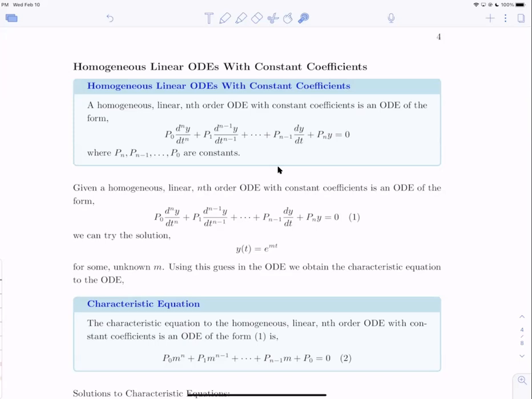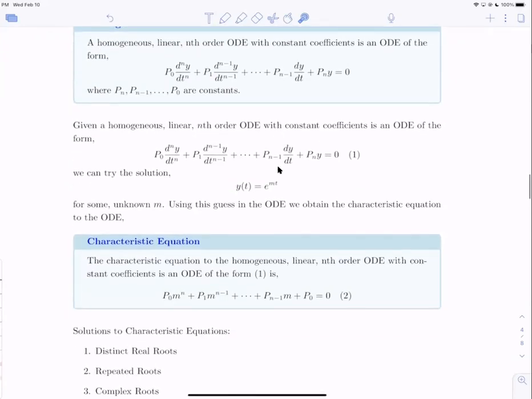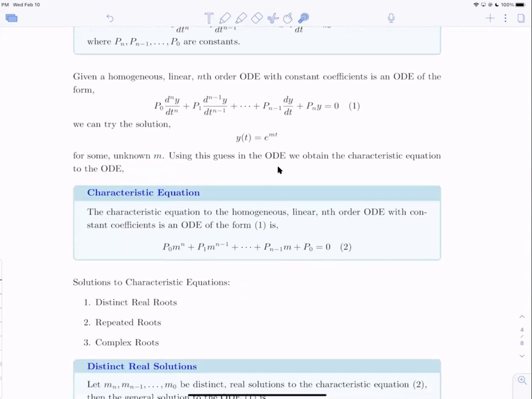Anyway, back to this. Homogeneous linear nth order ODE with constant coefficients. Make sure we have constant coefficients now. So we're talking about homogeneous linear, those two didn't change, and then it's constant coefficients. So those are all constants. They are not functions of x anymore. Given this, we can try the solution y equals e to the mt, and using that, you can get the characteristic equation.